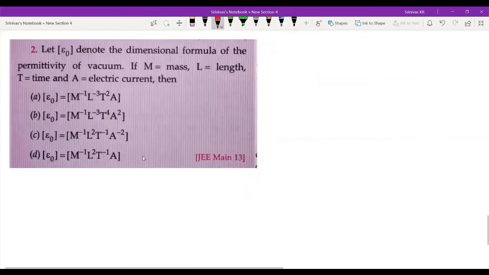Okay, let epsilon naught denote the dimensional formula of the permittivity of vacuum. If M is the mass, L is the length, T is the time, and A is electric current, then I need to find what is the dimensional formula of epsilon naught. Okay, simple. So where does epsilon naught come from?